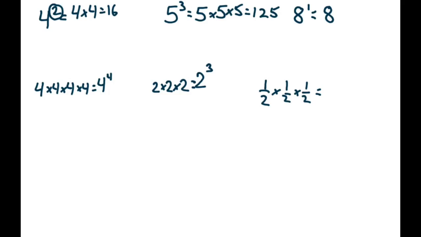Here's a bit of a tricky question. 1/2 times 1/2 times 1/2. What do you think that is? Now this is important: use parentheses whenever there are fractions or negative numbers. So 1/2 multiplied by itself 3 times would be (1/2) to the third power. Alright, we'll pick back up with negative exponents.